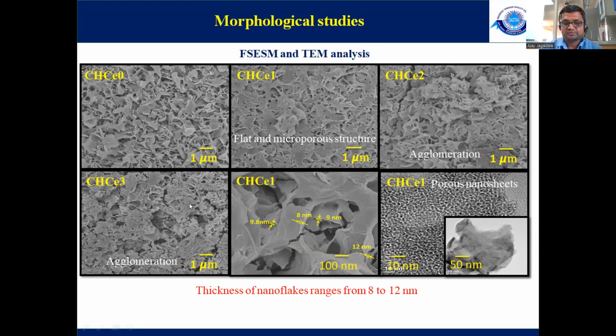microstructure is formed. And again, in order to see the microstructure of the cerium doped cobalt hydroxide, we went for TEM analysis, and from high resolution TEM analysis, we confirm that these nanoflakes are formed with porous nanosheets, which is clearly visible from this image.